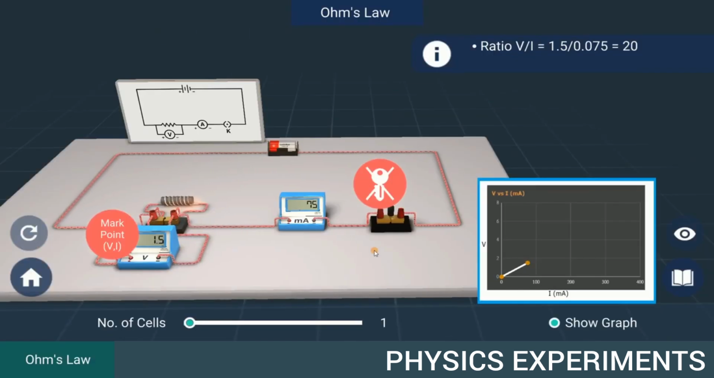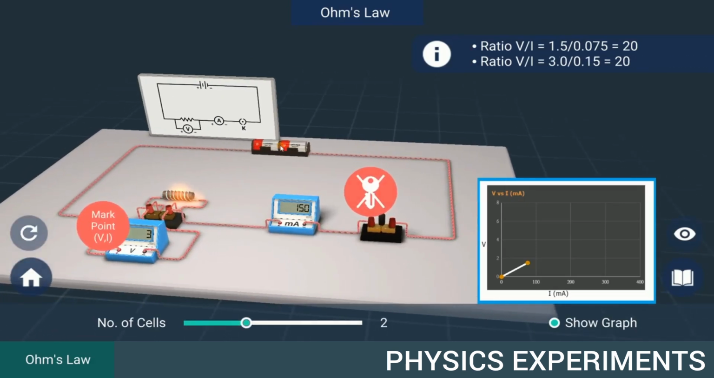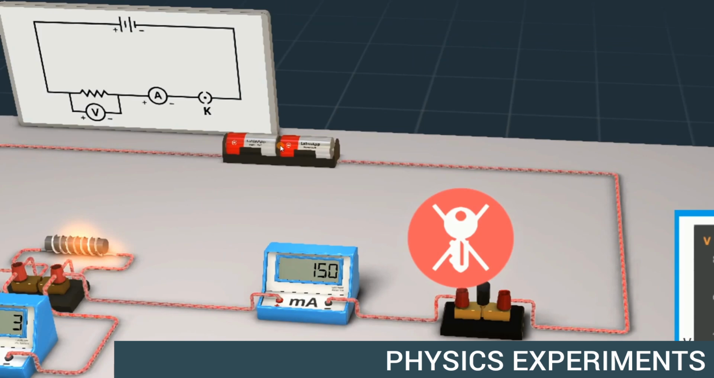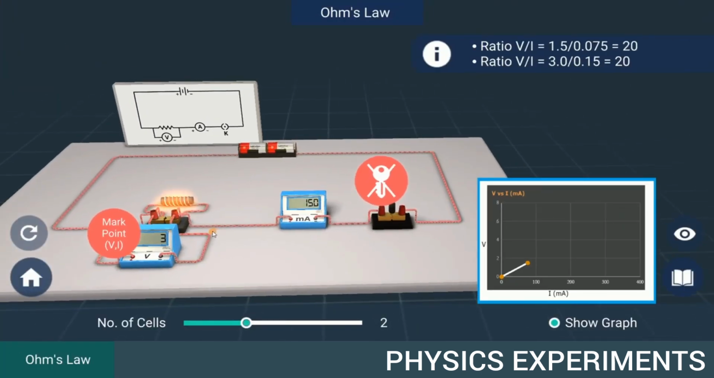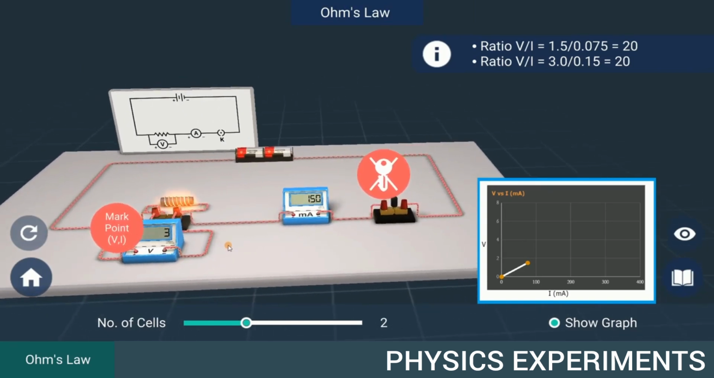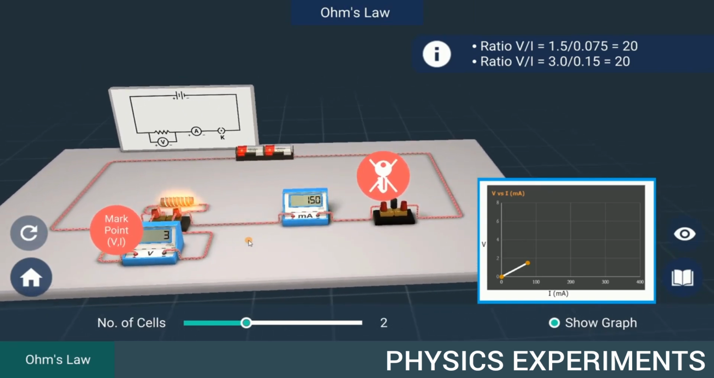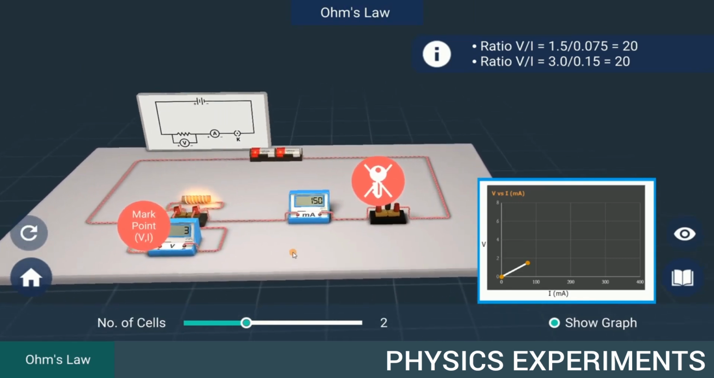Add a second cell in the circuit. The voltmeter shows 3 volt of potential difference across the nichrome wire, and ammeter shows 150 milliampere current flowing through it. Mark this point again in the graph.